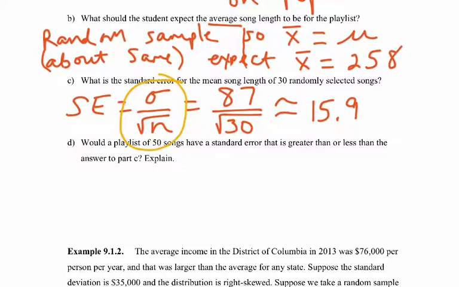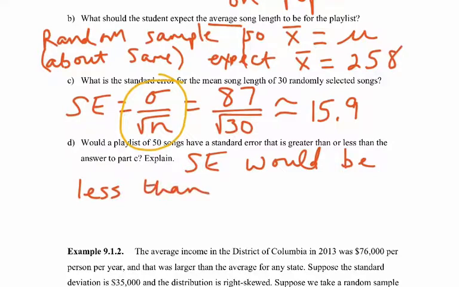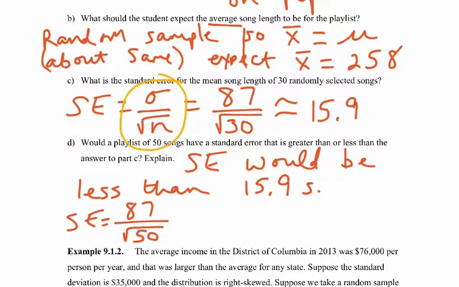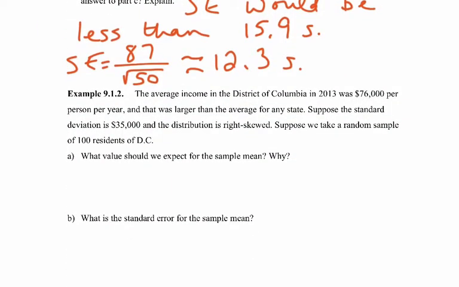So our standard error would be less than our answer in part C, which was 15.9 seconds. If you want to actually calculate it, it would be 87 divided by the square root of 50 this time. I'm getting an answer of approximately 12.3 seconds. I'm using S for seconds, but you don't have to. You should be able to think through that. If the denominator gets bigger, the fraction gets smaller. So the larger the sample size, the smaller your standard error is going to be. That's the point there.